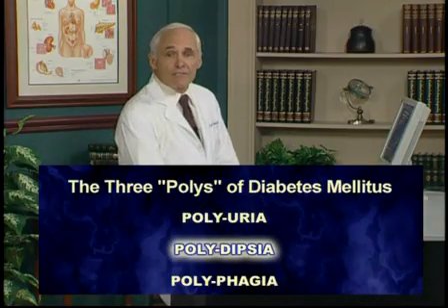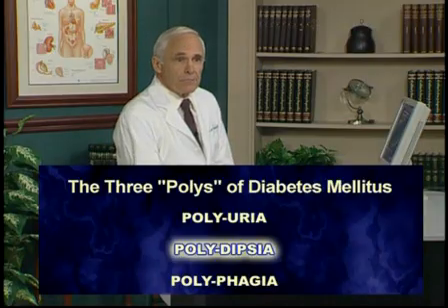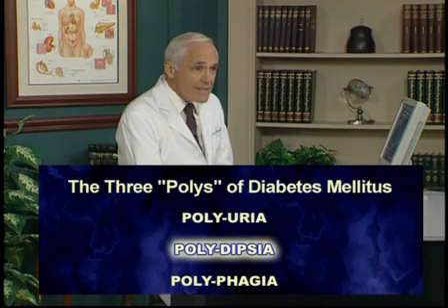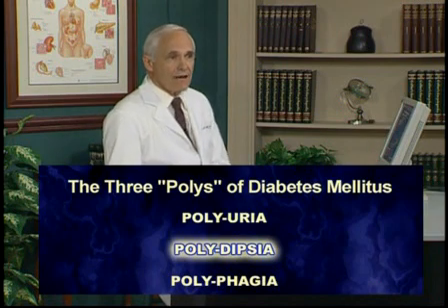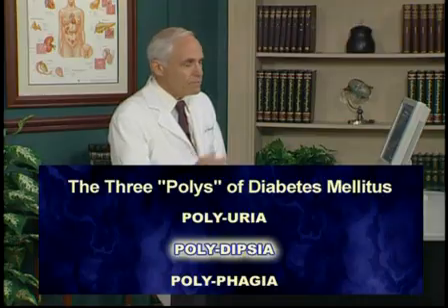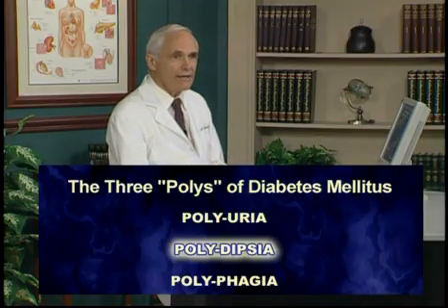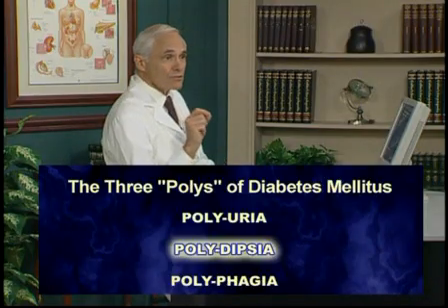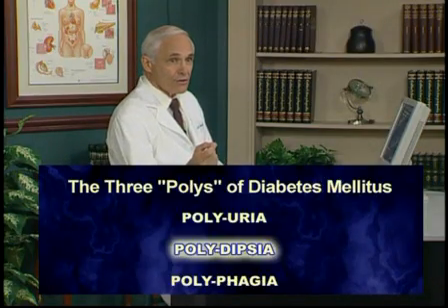Polydipsia is increased frequency of drinking because these people lose so much water, they're always thirsty. And often this is what brings them to the attention of the doctor. They don't know they have diabetes. They say, Doc, I don't know what's going on. I'm just peeing all day and drinking all day, and I just can't seem to satisfy my thirst. And that's because they're losing sugar and water in the urine.